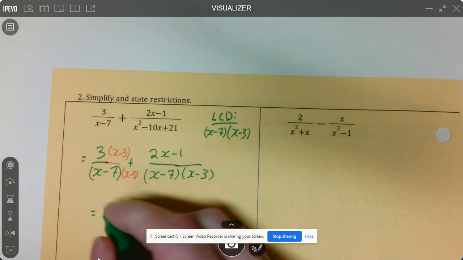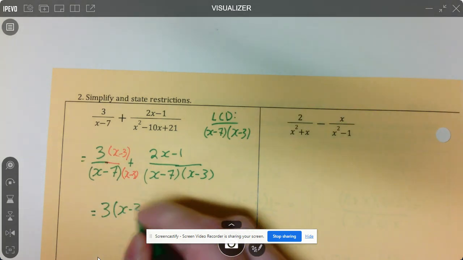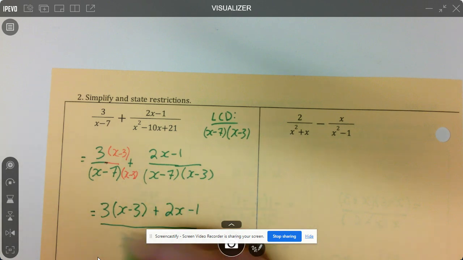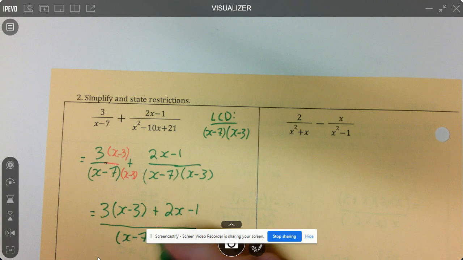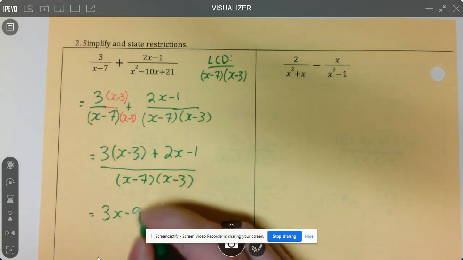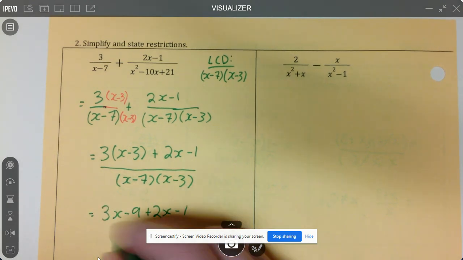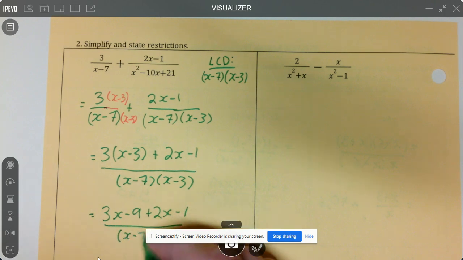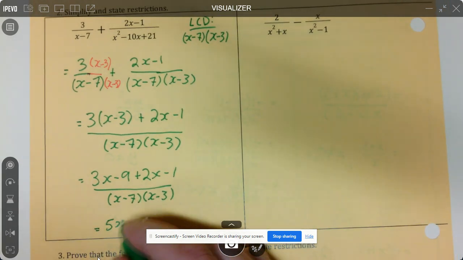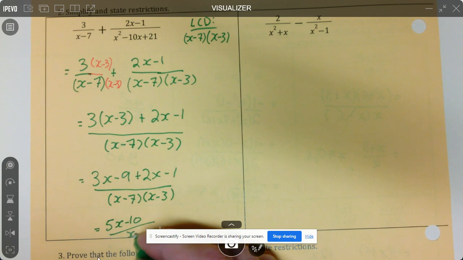So I'm just going to rewrite that over one denominator. I have 3 times x minus 3 plus 2x minus 1 all over my common denominator of x minus 7, x minus 3. And now I can just expand and simplify on the top. So I get 3x minus 9 plus 2x minus 1. And then my last step is just, what else can I do on the top? Well, it looks in this case like I can collect like terms. So I've got 5x minus 10, and it's still over that same common denominator.